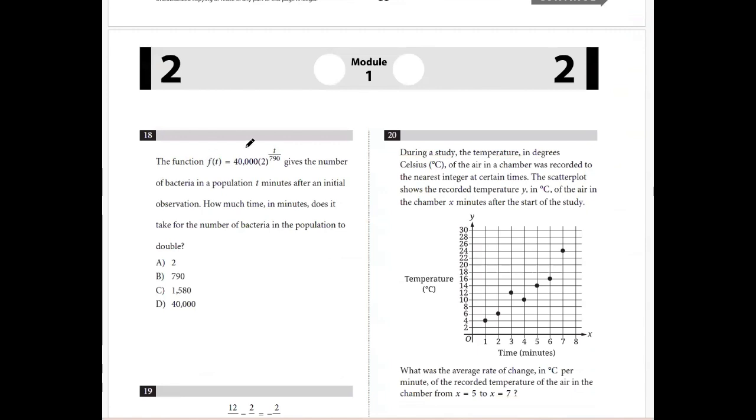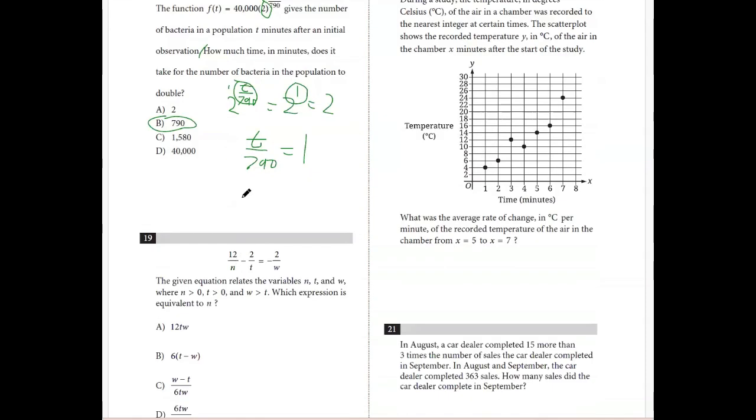The function f of t is equal to 40,000 times 2 to the power of t over 790, and gives the number of bacteria in a population t minutes after an initial observation. How much time in minutes does it take for the number of bacteria in the population to double? Since we have this 2 in front, all we're looking for is the value of t over 790 for which 2 to the power of t over 790 gives out 2. To make things more clear, 2 to the power of 1 is equal to 2. So t over 790 is equal to 1, and obviously t is equal to 790. So B as in boy is the correct answer choice.